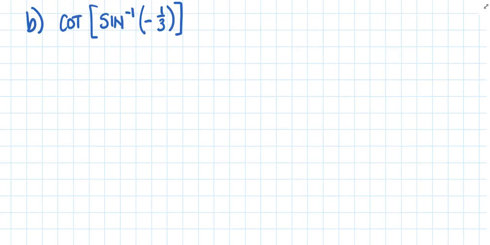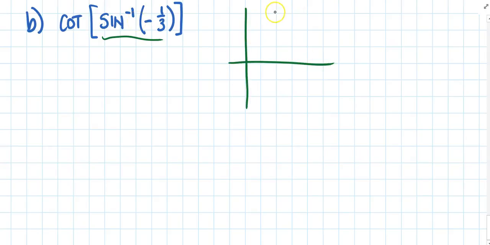Okay, part B, this is the last one that we're going to do. Find the exact value for the cotangent of the inverse sine of -1/3. So again, we are going to work from the inside out. I am noticing that I'm dealing with an inverse sine, so therefore I must be either in quadrant number 1 or in quadrant number 4. I'm noticing that the value is negative, so I must be somewhere in quadrant number 4. So this is the picture I'm working with.